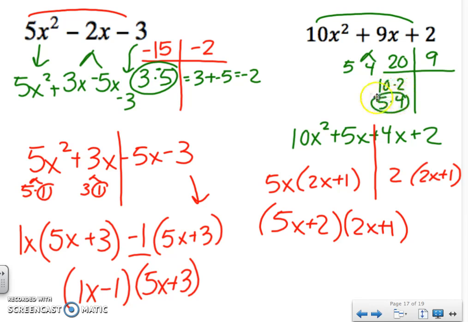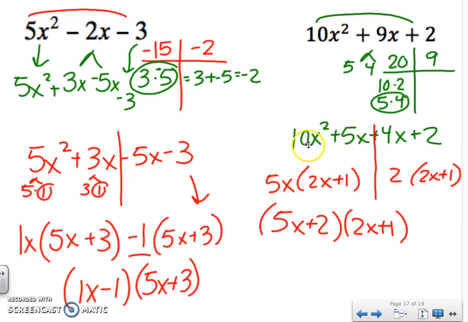10 times 2, 5 times 4. And notice 5 plus 4 is 9. So 5 and 4 are going to replace this middle term of a 9x squared. And so I did that right down here. I brought down my last number. I brought down my first number. I've got 4 terms, so I can factor by grouping.